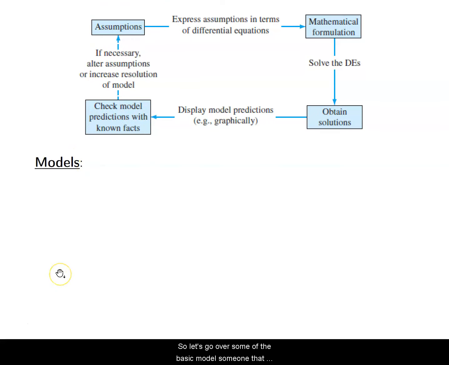So let's go over some of the basic models. In this section, we're just reviewing an overview of the models. And at the end of textbook section 1.3, there's a section where it says, here are some other models where we don't have the formulas for you, and we want you to go over the formulas and make them yourselves.